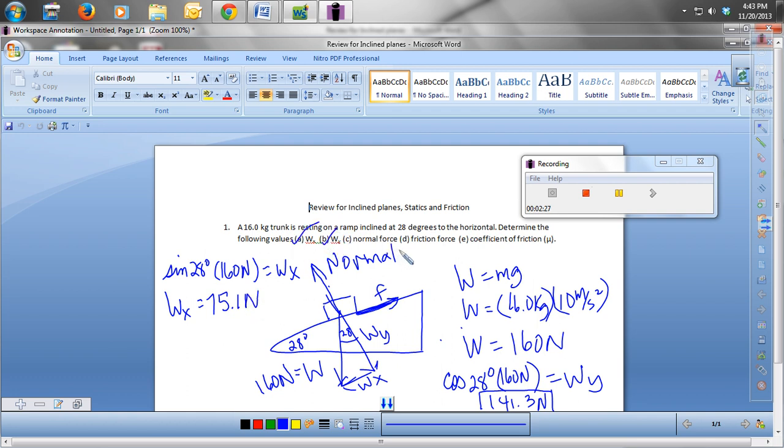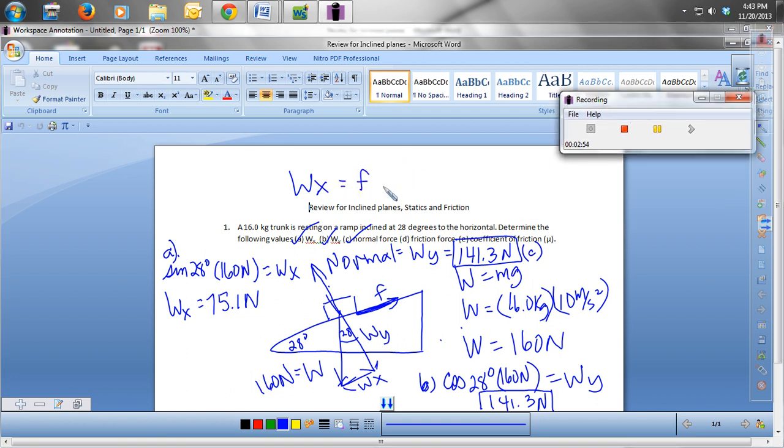The normal force is going to balance WY. So the normal force is equal to WY, which is 141.3 newtons. So that's letter C. Now I need to take care of friction. Well, friction is equal to WX. We already said that they have to balance each other, because if they don't, then the object will slide down. And WX we just solved for: 75.1 newtons. So that would be letter D.